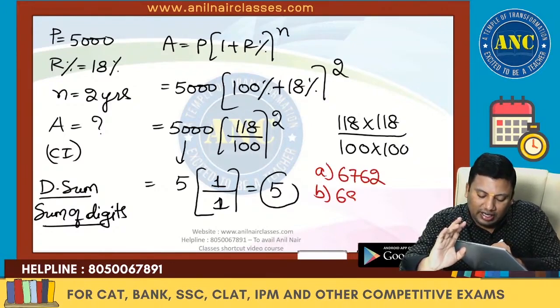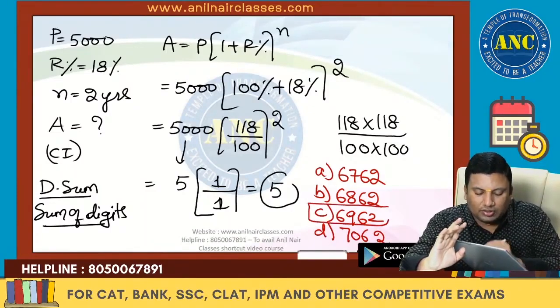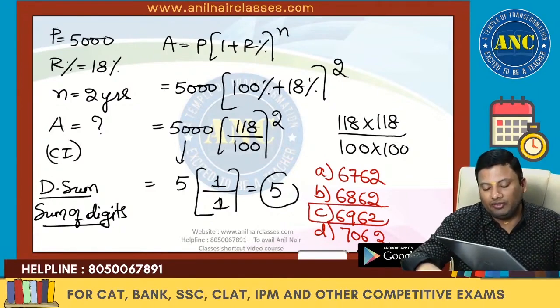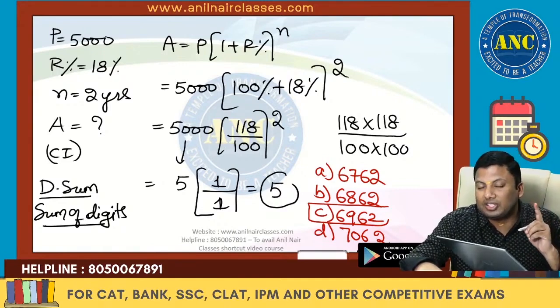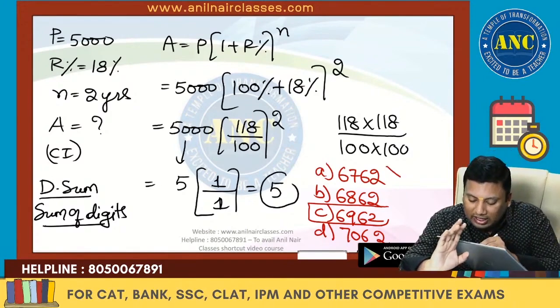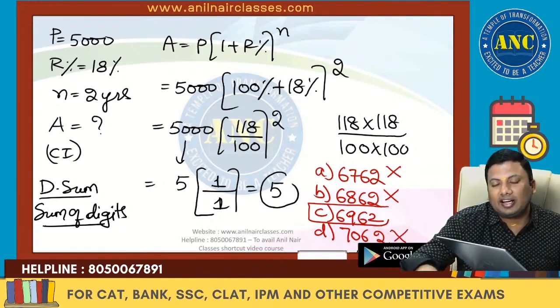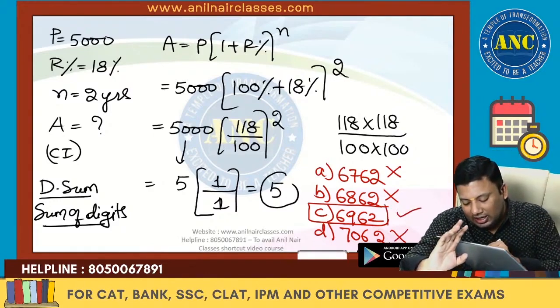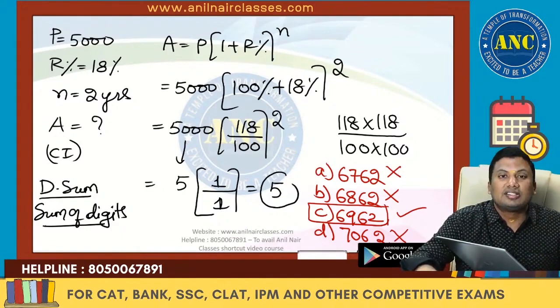6762, 6862, 6962 and 7062. If I see 6962, 9 plus 6, 15, 15 plus 6, 21, 21 plus 2, 23. What is 2 plus 3? 5. So if more than one answer option has got the same digital sum, I told you digital sum is an elimination method. It is telling that these 3 are incorrect. If these 3 are incorrect, this will definitely be right. Answer for this question is 6962.